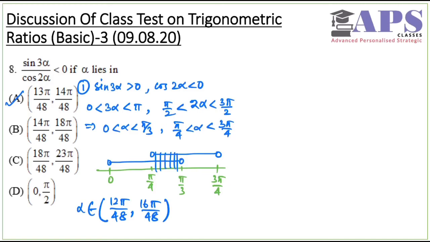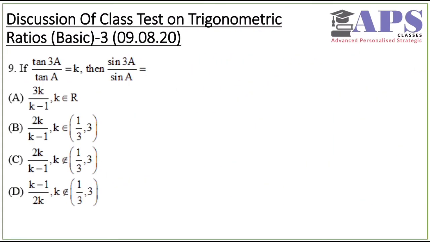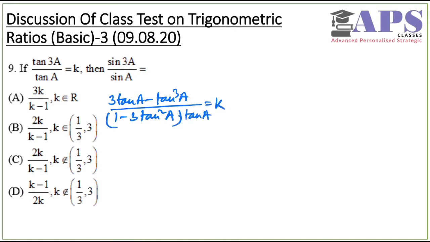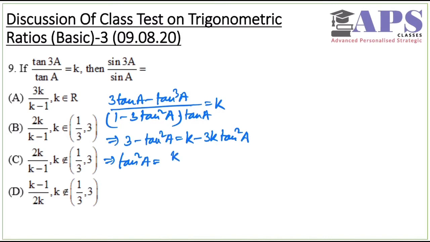In question number 9, the tan 3a formula is (3 tan a minus tan cube a) divided by (1 minus 3 tan square a), and tan a is there in the denominator, so that is equal to k. When I simplify it, one of the tan will be cancelled and I will get 3 minus tan square a equal to k minus 3k tan square a, which will give us tan square a is equal to (k minus 3) by (3k minus 1).